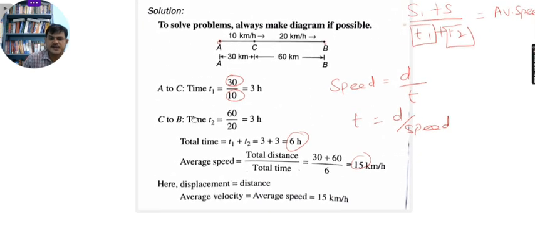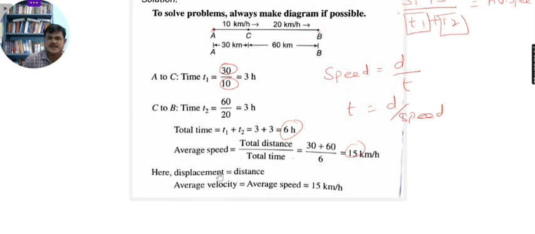Here I need to tell another thing. Displacement is equal to distance for this sum, because this is straight line motion. There is no backward motion, only motion in a fixed direction. Clear? So here displacement is equal to distance. The position changes from A to B in a straight line, in a fixed direction, so there is no backward motion. Distance and displacement are equal because the particle traveled in a straight line in a fixed direction. Clear? That is why average velocity is equal to average speed here.